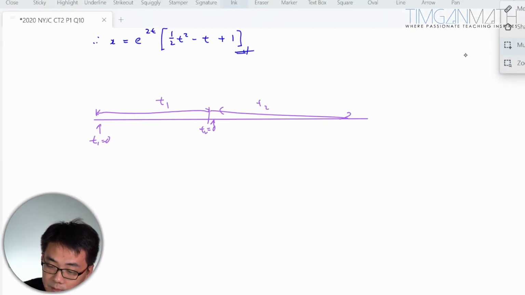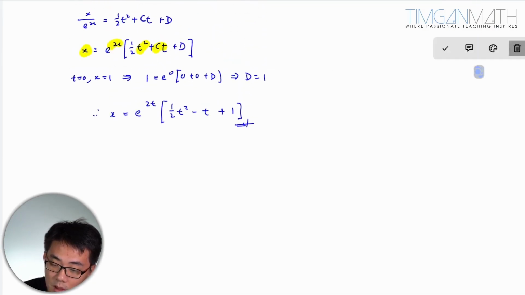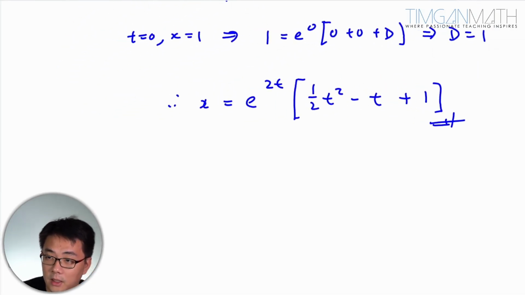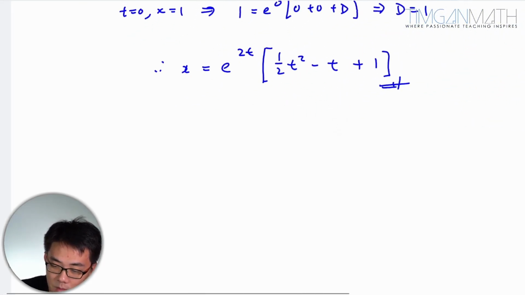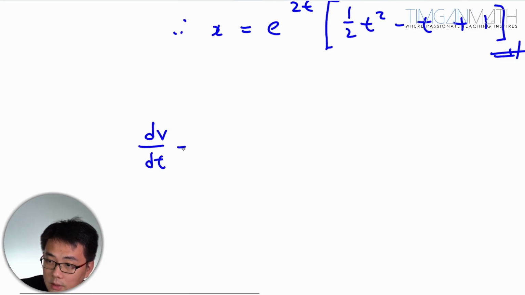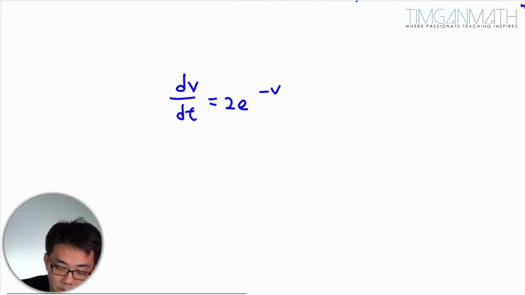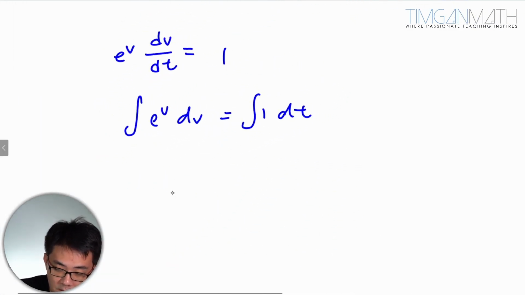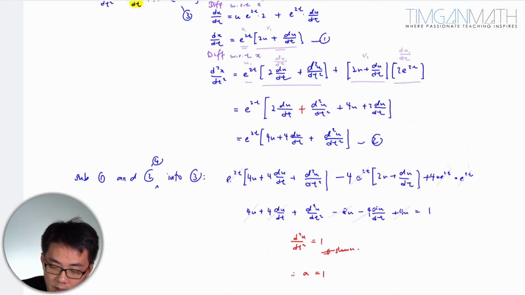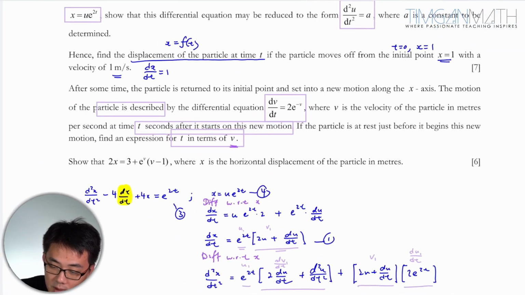So in this case, what we get is dv/dt is actually just 2e to the minus v. So this is separable form. This is actually 2 over e to the v, so this is e to the v. So this is separable, e to the v dv equals 1 dt. Okay, so once done, this will be e to the v equals t plus c. There you go. Great.